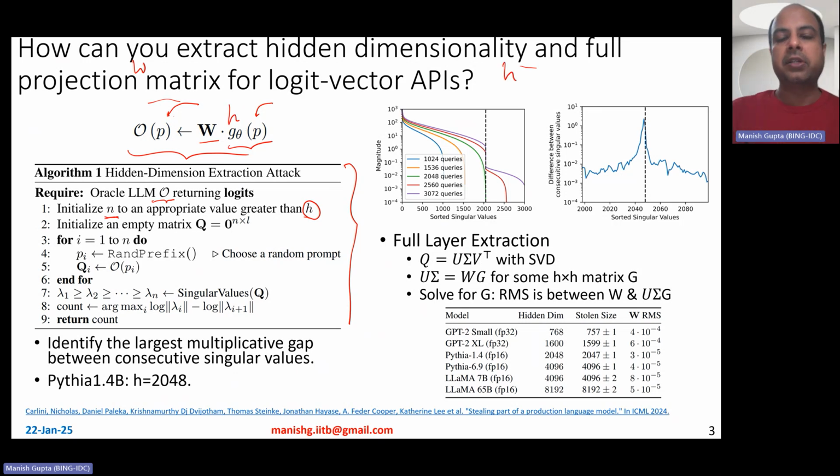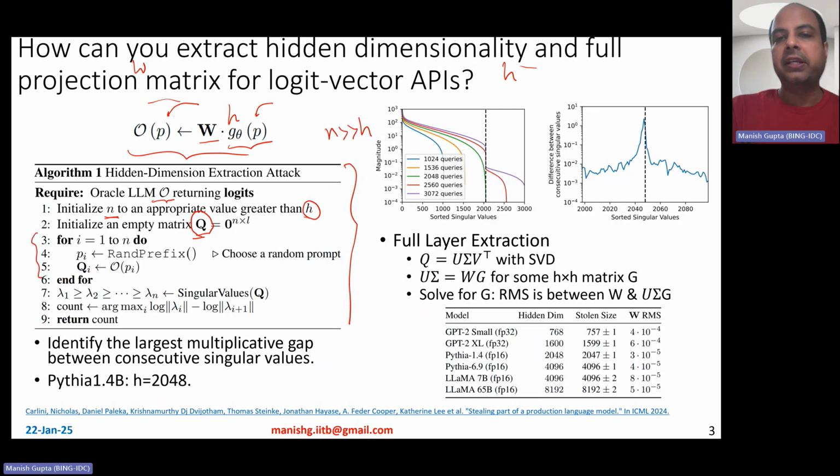So you want to get the dimensionality H. How many queries do you fire? Queries n much larger than H. So ideally n should be much larger than H. Then you initialize an empty matrix Q, which has size n into L. Now, what is L? L is the vocabulary size. So Q is of the size n into L. For every query, you are going to get an L-sized vector, and you're going to populate it in Q. That's what you do in steps 3 to 6.